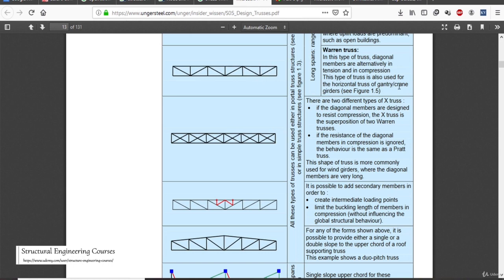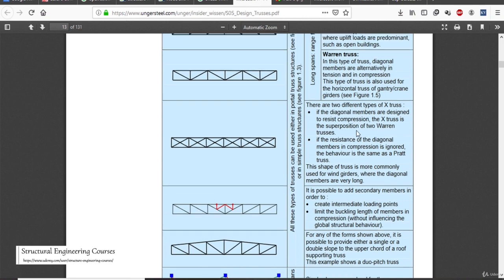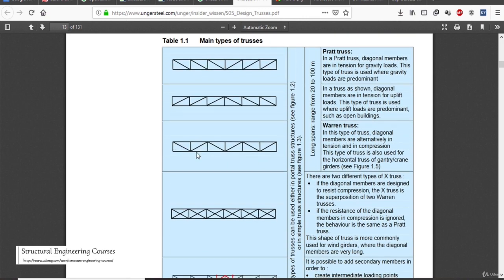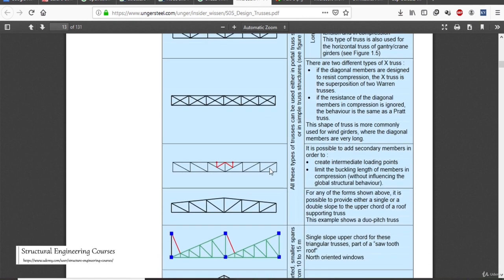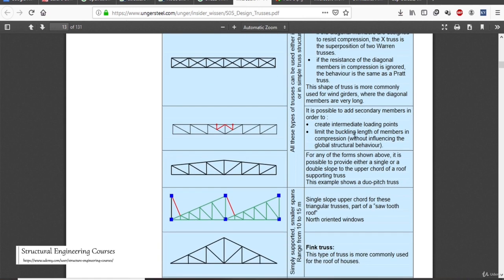and this type of truss is used for the horizontal truss of gantry or crane girders. After that, this X type. If the diagonal members are designed to resist compression, the X truss is the superposition of two Warren trusses. Obviously, when we superimpose these two trusses, like this and like this, we get X cross bracing here. This is used mostly for wind girders where the diagonal members are very long. It is also possible to add secondary members in order to create intermediate loading points and limit the buckling length of members in compression.